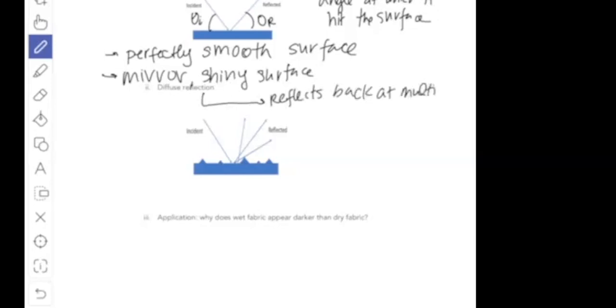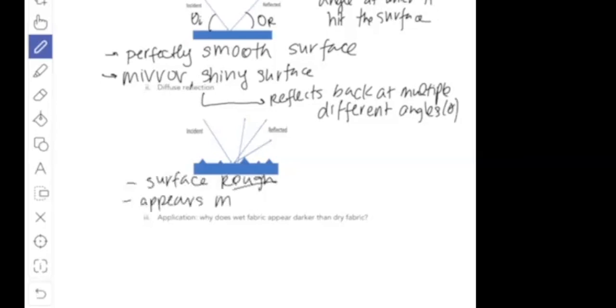Diffuse reflection occurs when light is reflected, but not at the same angle as which the light hit the surface, and in fact, all of the light isn't even reflected at the same angle. This happens because the surface is not perfectly smooth. It may be bumpy or have some raised spots, which causes the light to be reflected at a variety of angles. As a result, the surface of these objects appear to be matte or rough or bumpy or even just not shiny.